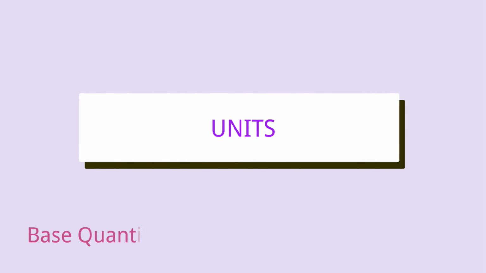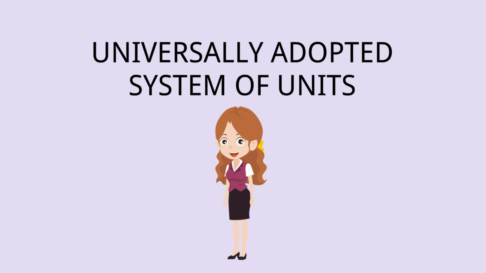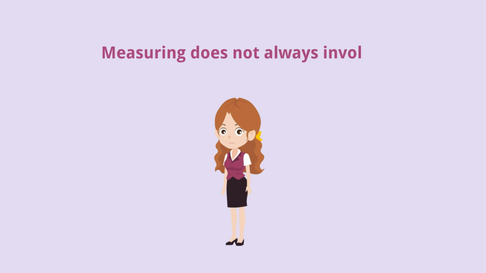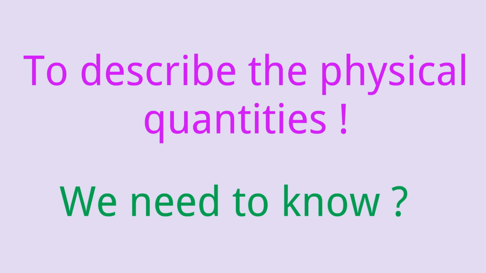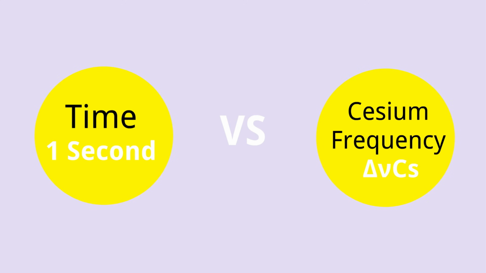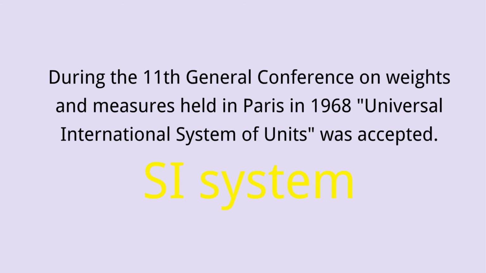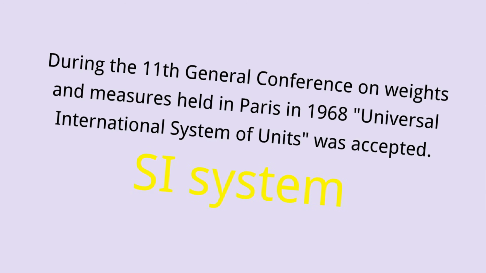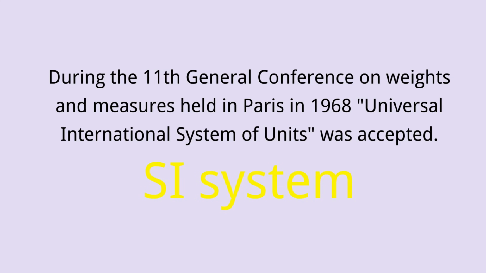Before talking about the units which are associated with the base and derived quantities, we need to know about the universally adopted system of units for physical quantities. This is to be noted that measuring does not always involve counting. To describe the physical quantities we need to know with which the quantities could be compared and expressed. This standard is known in physics as a unit. During the 11th General Conference on Weights and Measures held in Paris in 1968, the Universal International System of Units was accepted. This system is commonly referred to as the SI system.